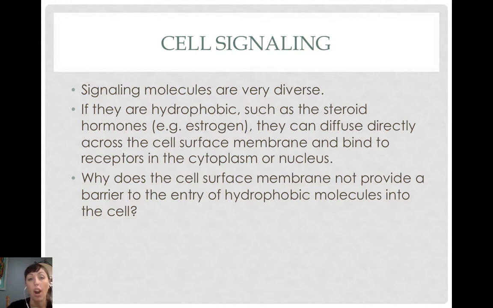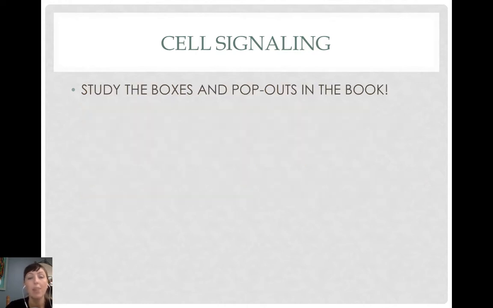If they are hydrophobic, like the steroid hormones such as estrogen, they can diffuse directly across the cell surface membrane, and they'll bind right there to the receptors in the cytoplasm or the nucleus. So why does the cell surface membrane not provide a barrier to the entry of hydrophobic molecules into the cell? Why just let those in? I'd like you to study the boxes and the pop-outs in the book, and we will have a conversation about this in class.